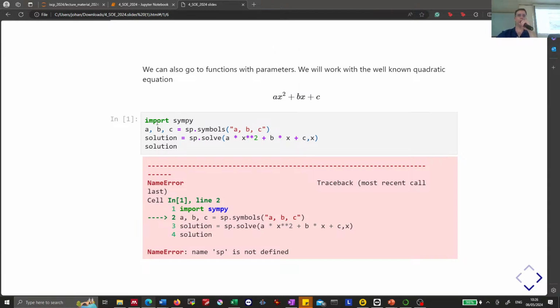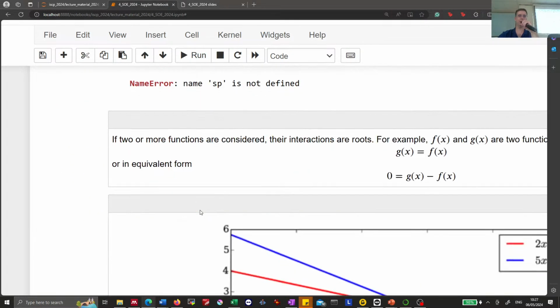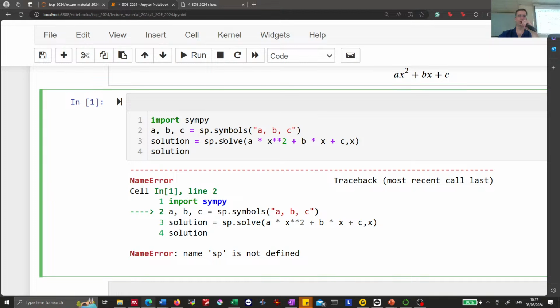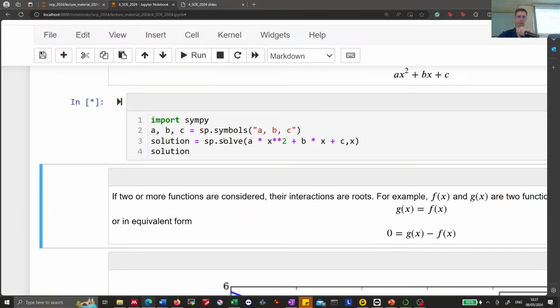Okay, so how do we work with parameters in SymPy when solving equations? First, we need to define parameters, here a, b, c. Then we form an expression using these parameters. Here we have ax squared plus bx plus c, and ask Python to solve this for x, and then we get a solution. Now, in the slides, for some reason, it always tells me I didn't define SymPy. It's over here. I can do this, but it should actually work.